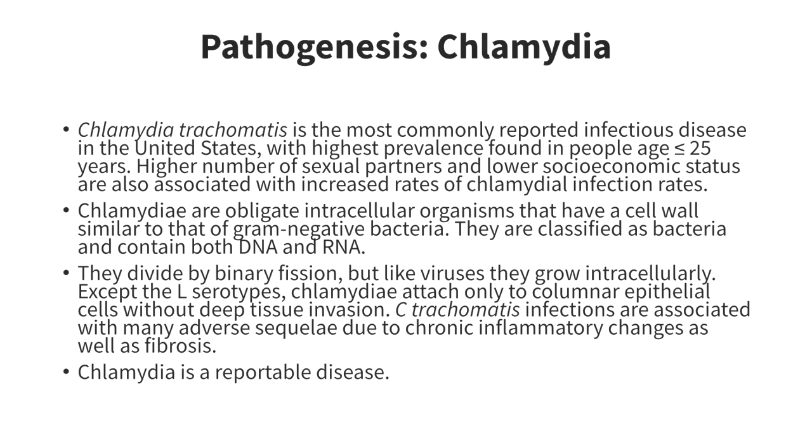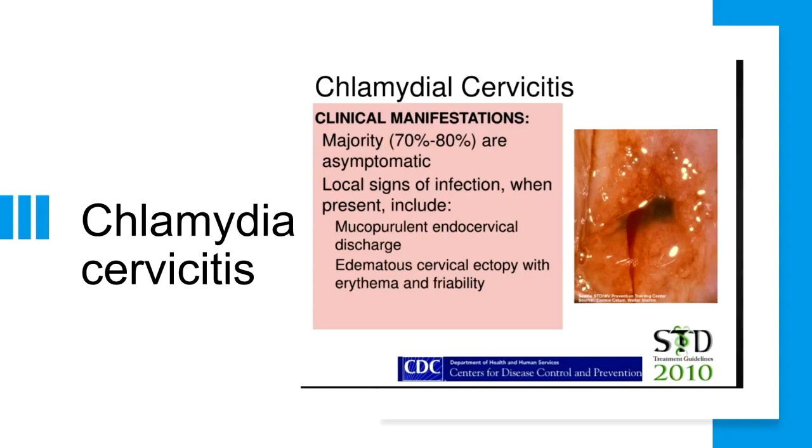After chronic infections with chlamydia, patients can develop a chronic inflammatory disease and produce fibrosis. Chlamydia is also a reportable disease. The majority of chlamydia infections in the cervix are going to produce mucopurulent discharge, a lot of inflammation and edema, ectopias, friability. But remember that usually the majority of chlamydia infections are going to be asymptomatic.